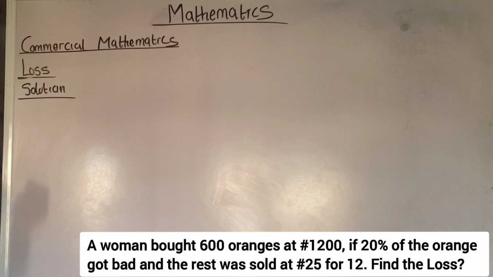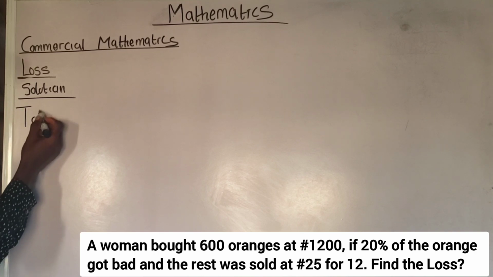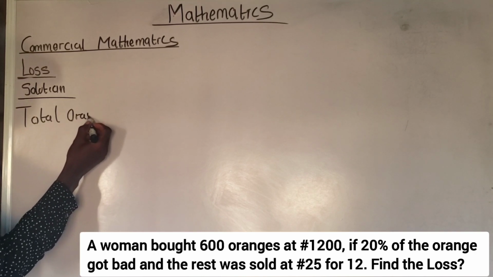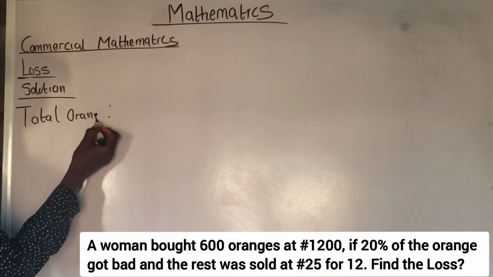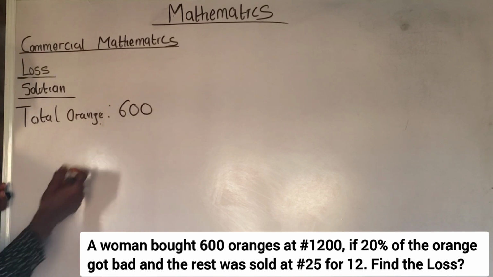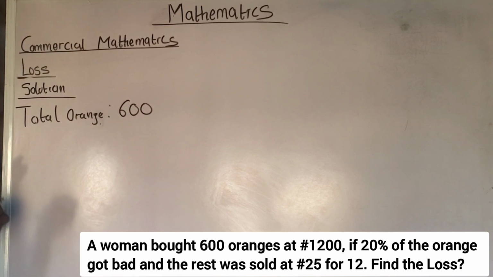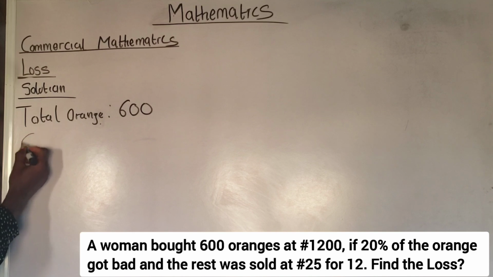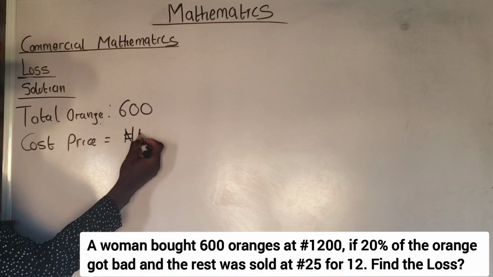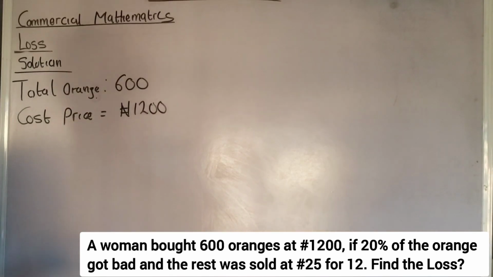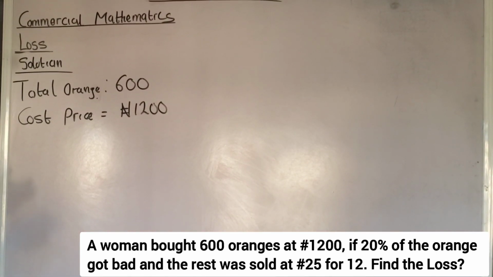We are given that the woman bought 600 oranges. So the total number of oranges is 600, and the price at which she bought these 600 oranges, the cost price of these 600 oranges, is 1,200 naira. The cost price is equal to 1,200 naira. We are told that 20% of the oranges got damaged.